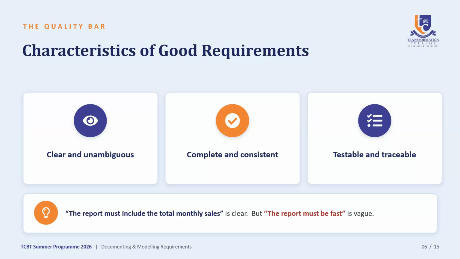So an example here says: the report must include monthly sales. That is clear. But the report must be fast is vague. So you could break down "fast" into identifiable things. How long? Give it a figure or a number.